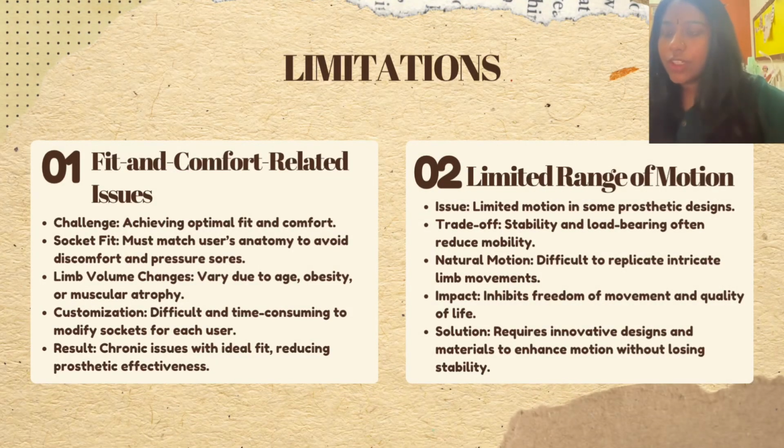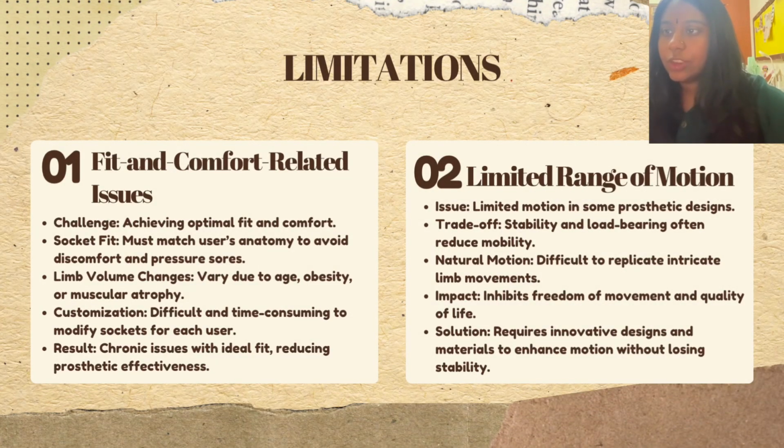Limitations: fit and comfort related issues. Challenge: achieving optimal fit and comfort. Socket fit: must match the user's anatomy to avoid discomfort and pressure sores. Limb volume changes vary due to age, obesity, or muscular atrophy. Customization: difficult and time consuming to modify sockets for each user. Result: chronic issues with ideal fit, reducing prosthetic effectiveness.